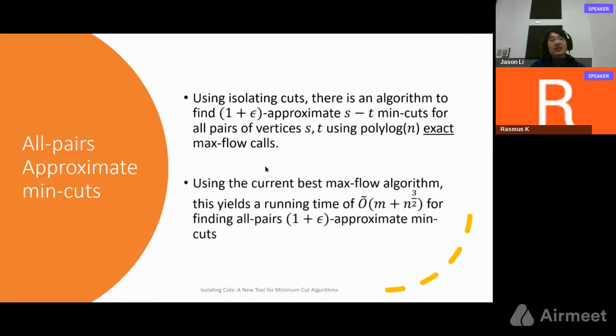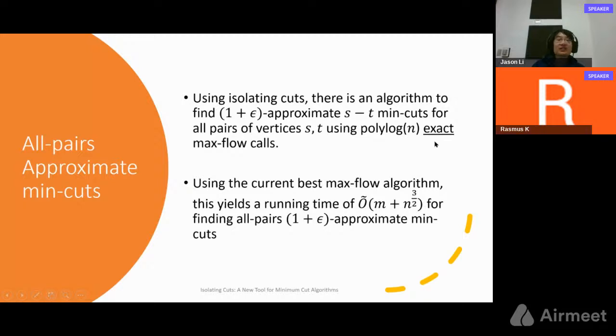And you can just plug in the best max-flow algorithm, and you get something that's better than mn time. So it breaks the mn barrier for these problems, and it computes all pairs 1 plus epsilon approximate min cuts. So one immediate question to ask is, why do we require exact max-flow calls?